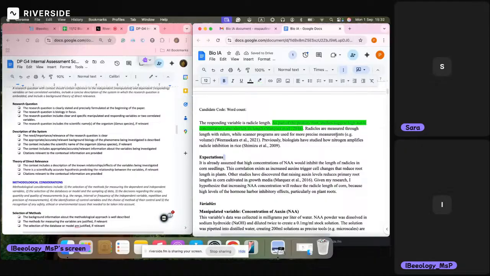Radicals are measured in centimeters with rulers. How are we measuring? How accurate are we? You mentioned centimeters, right? Okay. So centimeters, while scanner programs give precise measurements of volume. So do you actually need that?